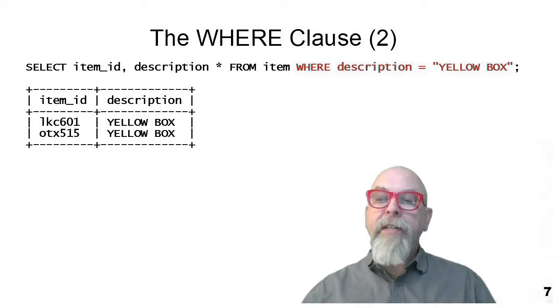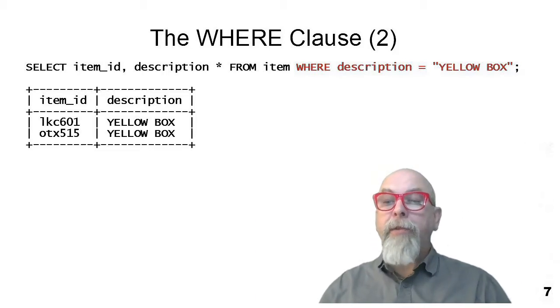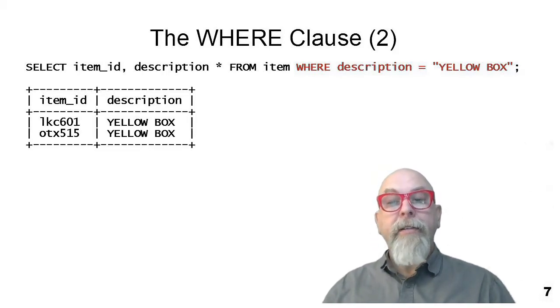Here is another example of the where clause where the description is equal to yellow box and it returned both of the items that have that same description.